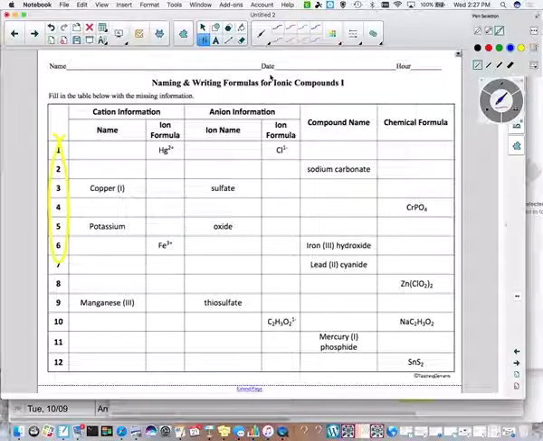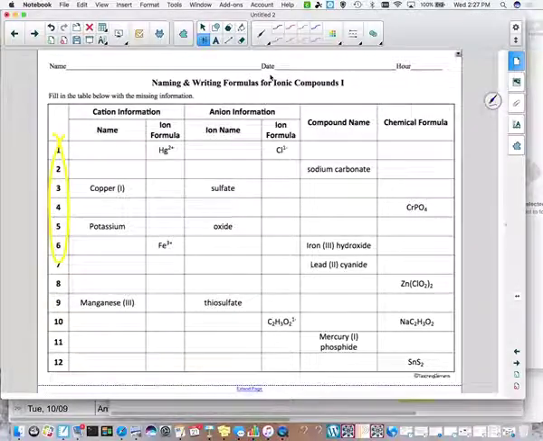Okay, so we're going across each row with the information that they gave us. Looking at the first one, ion formula, it tells us Hg. So in the first column, we need to put the name of that element. Then we go along further. Ion formula, Cl. What is the name of that element that is listed? Chloride. And then compound name.